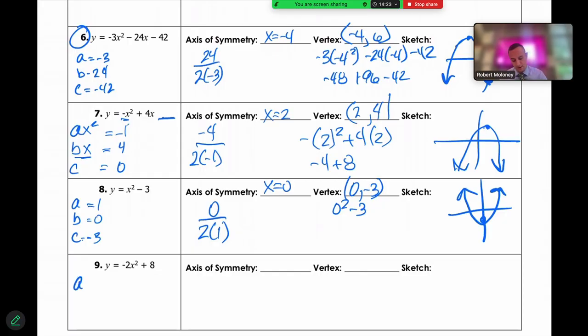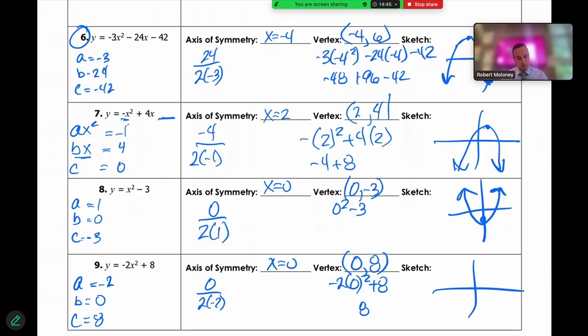All right, again, you have a is negative 2 this time, and no b, it's 0, and you have c as 8. So plugging it in, the opposite of b is 0 divided by 2 times negative 2. Still x is equal to 0. And then I plug it in, negative 2 times 0 squared plus 8 is simply 8. So we have 0, 8. If I sketch it, my point is 0 over, 8 up, and it's a negative parabola.